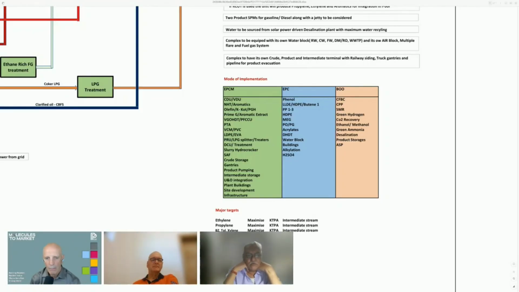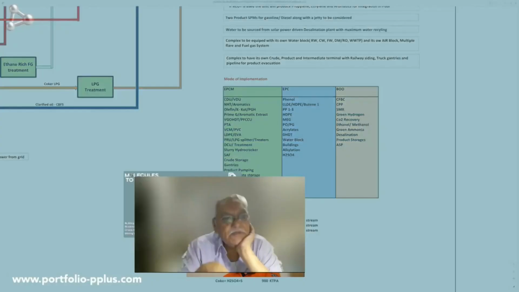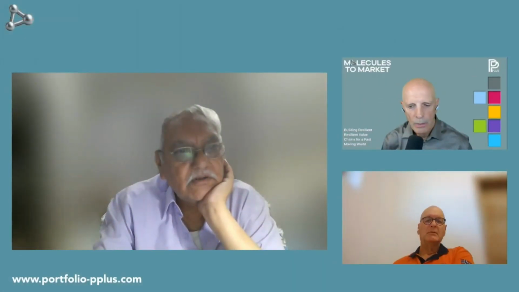But open book estimate is a good marriage between EPCM and EPC. Is that what you call BOO here? No, BOO is the third one. I'm coming to that. We call it open book estimate, OBE. I did not mention it here. Yeah, it is open book estimate. That is like an EPC contract for the owner, but implemented on EPCM route.